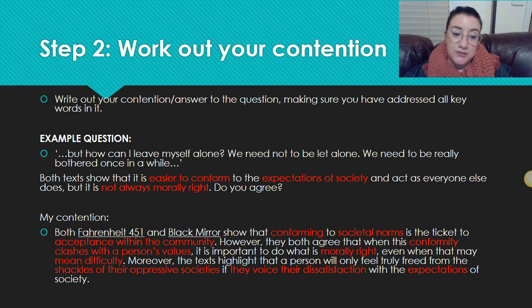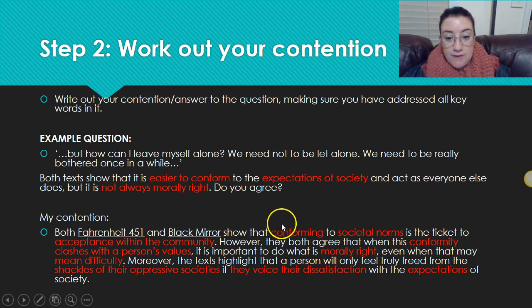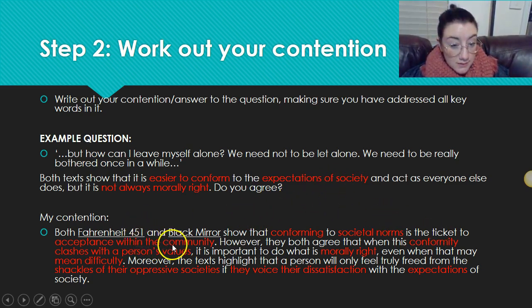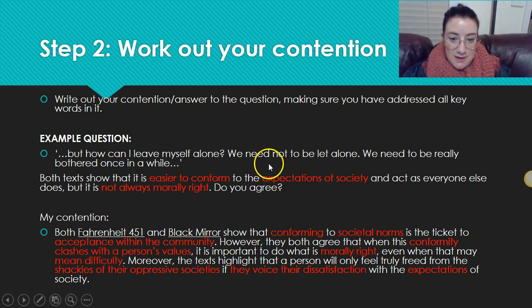Oh, sorry, I should have also mentioned, you can see here where I've got all the red highlighting in my contention, that also matches up with the key terms. So for instance, I've got easier to conform, conforming to societal norms, and acceptance within the community, the expectations of society, and then conformity clashes with a person's values, not always morally right.